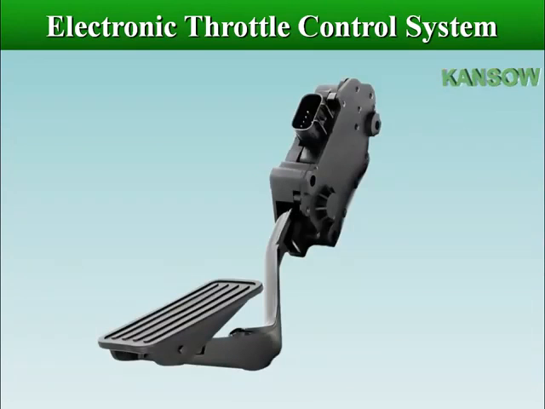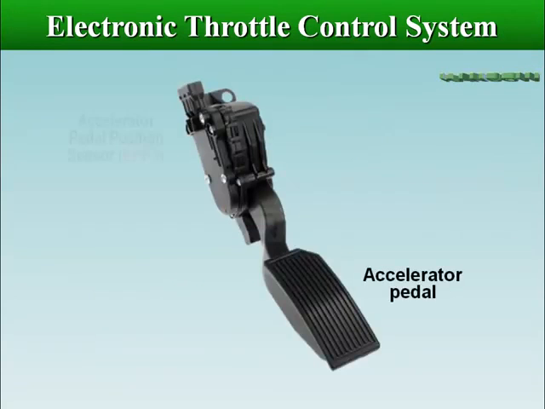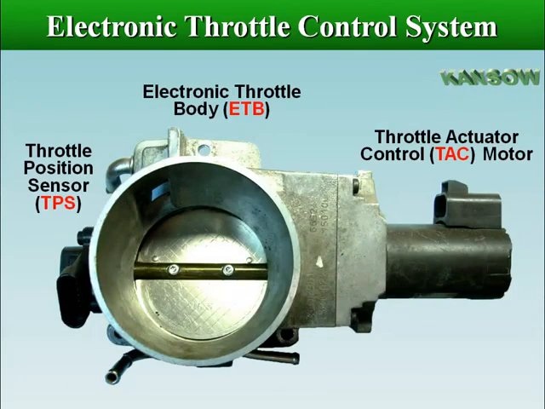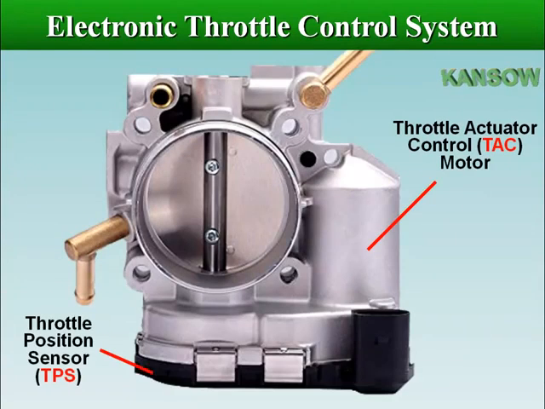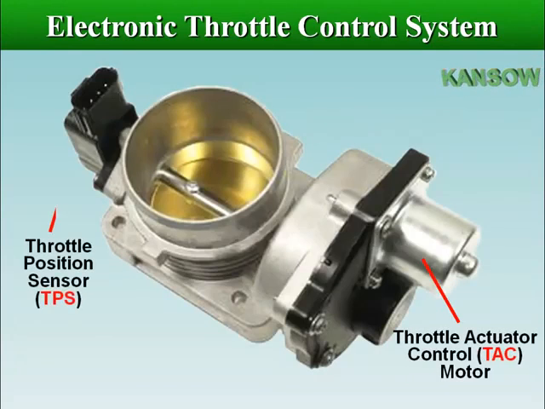In the electronic throttle control system, the accelerator pedal opening angle is detected by the accelerator pedal position sensor. The throttle valve opening angle is detected by the throttle position sensor, and the ECM uses the throttle control motor to control the throttle valve opening angle to the optimum amount, in response to the amount that the accelerator pedal is depressed.